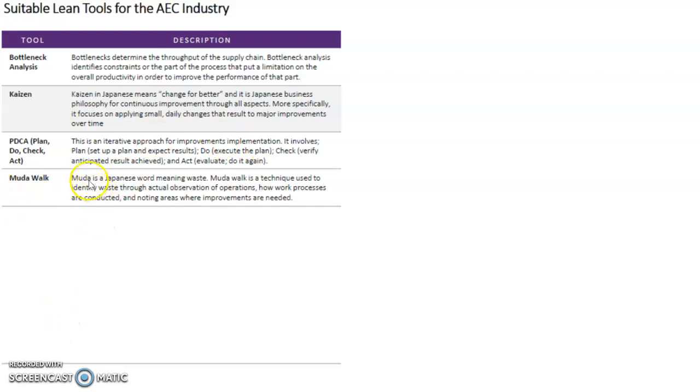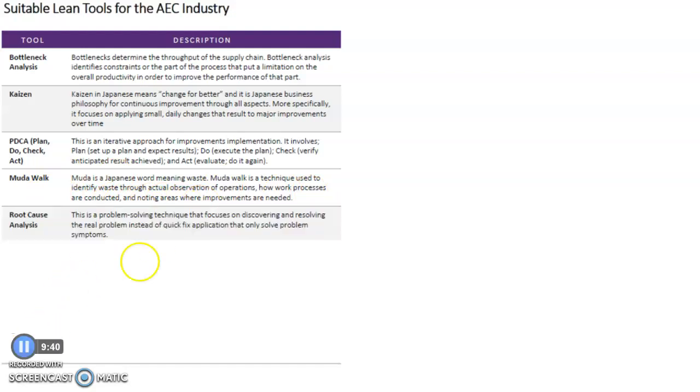Muda walk. Muda is a Japanese word meaning waste. Muda walk is a technique used to identify waste through actual observation of operations, how work processes are conducted, and noting areas where improvements are needed. Sometimes we can also use the root cause analysis. This is a problem-solving technique that focuses on discovering and resolving the real problems instead of quick fix application that only solves problem symptoms.